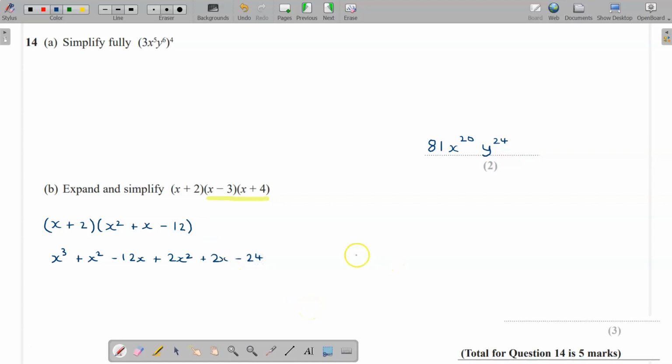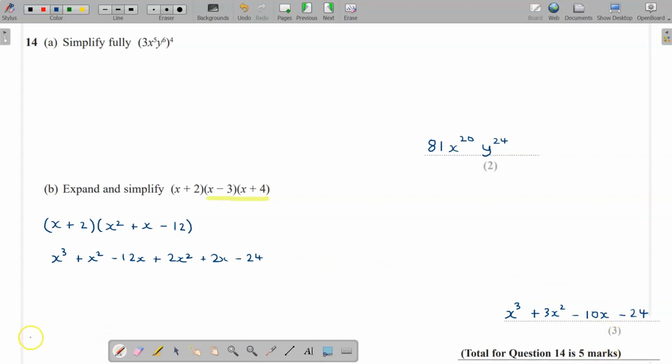Okay, and now we simplify because there'll be 2 pairs of terms that match up. So the x cubed term will be as it is, there's only one of those, but we'll have 2x squared terms. There it is, x squared and 2x squared. So that gives us a total of 3x squared. Then we have an x term and another x term. We have minus 12x plus 2x, which is minus 10x. And then finally, we have a number, which is minus 24.